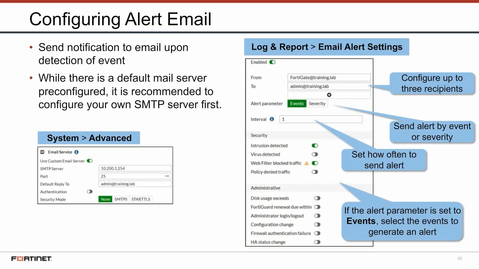You can trigger alert emails based on event, such as anytime an intrusion is detected or the web filter blocked traffic, or on minimum log severity level, such as all logs at the alert level or above. You can configure up to 3 recipients.